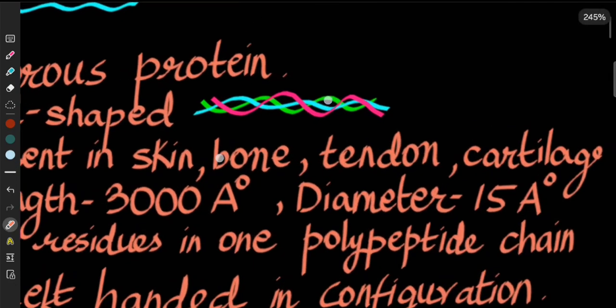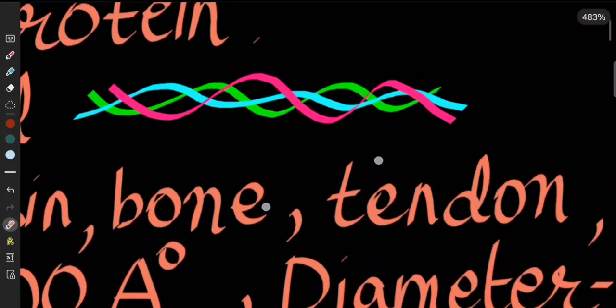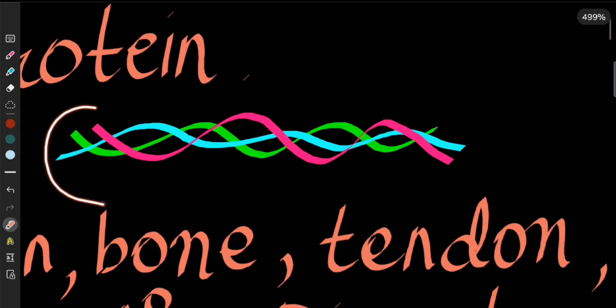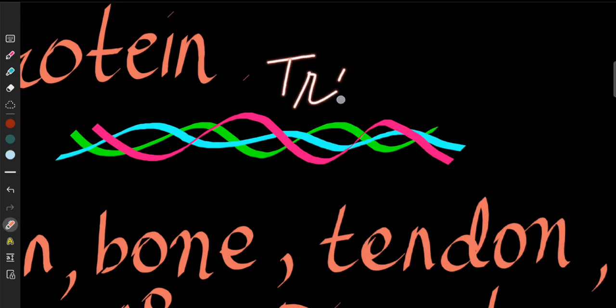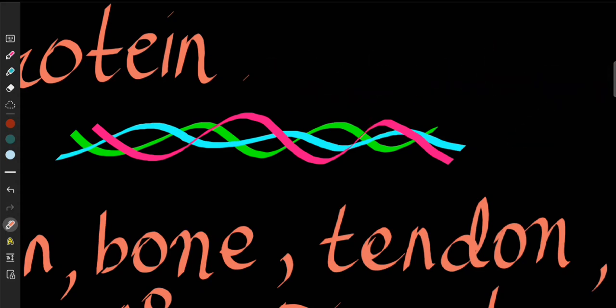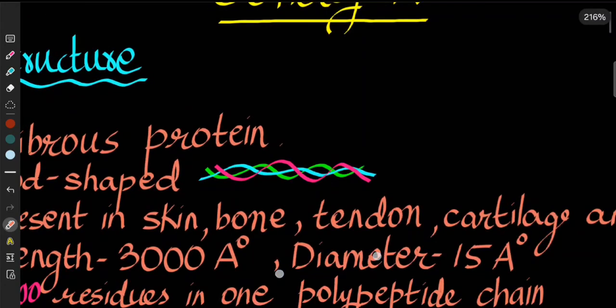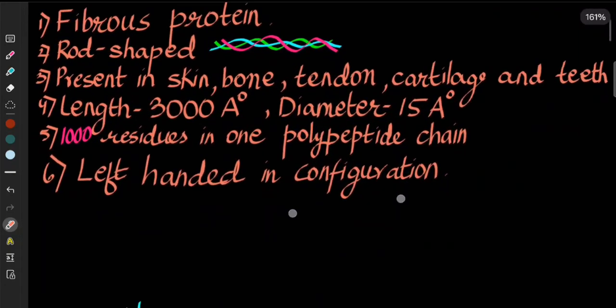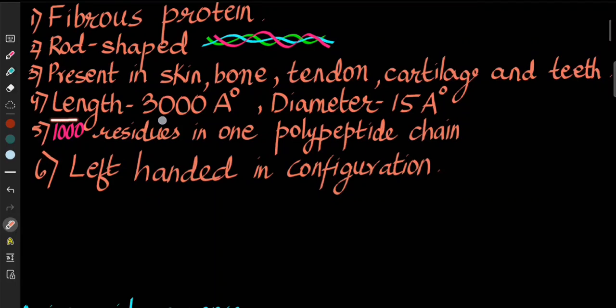So I've just shown you how a collagen fiber looks. This is actually just a small structural unit of collagen, which is known as tropocollagen, right? Many tropocollagen will cross-link with one another, and then they will finally form a collagen fiber. So we're going to learn about it, don't worry. As I told you, the length is almost 3000 angstrom, and the diameter is around 15 angstrom.